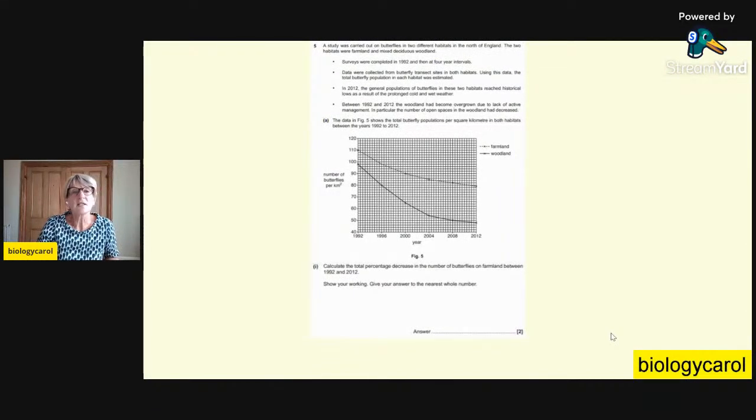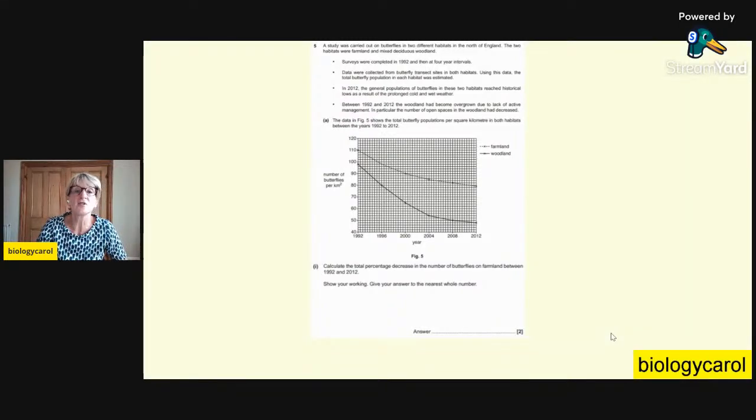Here we go. A study was carried out on butterflies in 2 different locations in the north of England. The 2 habitats were farmland and deciduous woodland. Deciduous means that the trees were not evergreen and lose their leaves in winter. Surveys were completed in 1992 and at 4-year intervals. Data were collected by butterfly transect sites on both habitats. Total butterfly population was estimated.